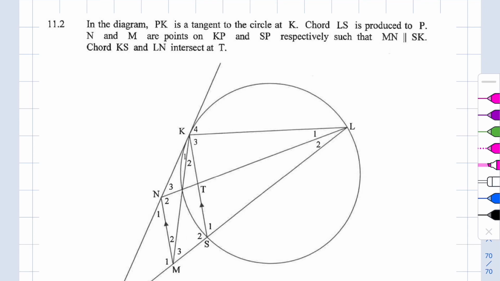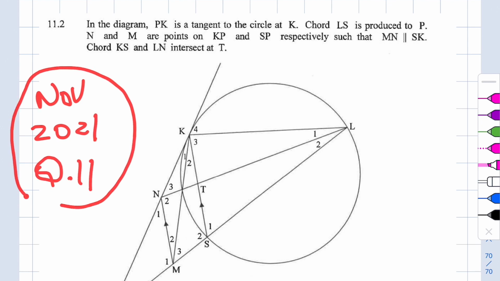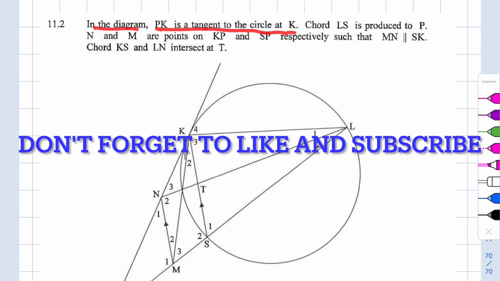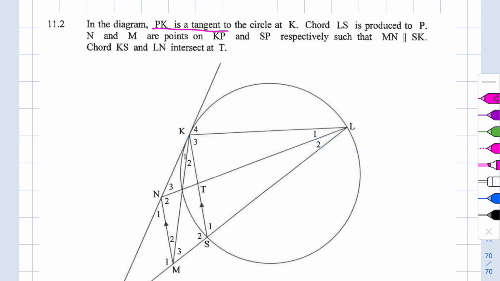Okay, in today's video, we're going to look at one of the past question papers. This is from November 2021. That was question 11. So we're going to start from 11.2. So in the diagram, PK is a tangent. So that's a key word there.